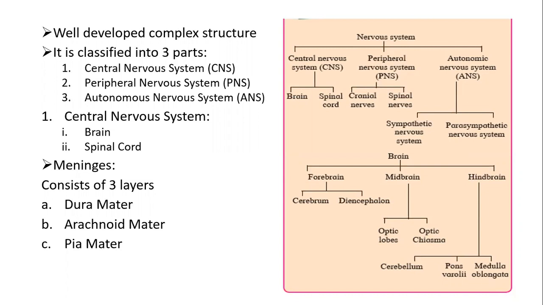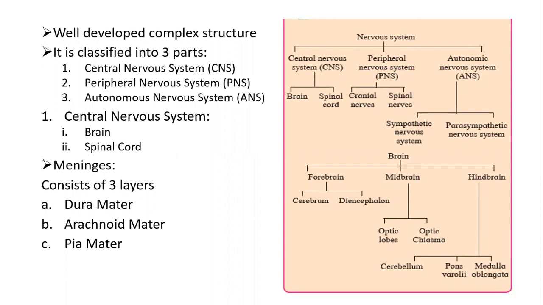In short, the central nervous system is known as CNS. Peripheral nervous system is known as PNS and autonomous nervous system is known as ANS. See in chart, the nervous system having these three parts, CNS, PNS and ANS, that is central nervous system, peripheral nervous system and autonomous nervous system.